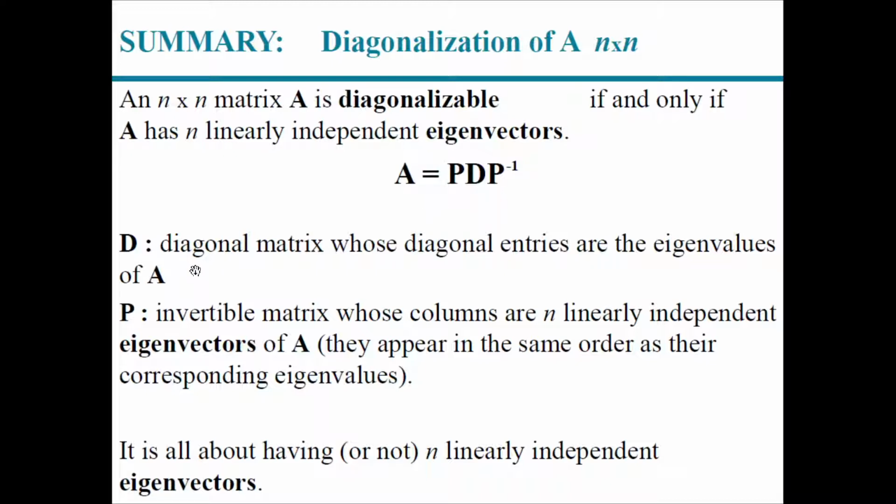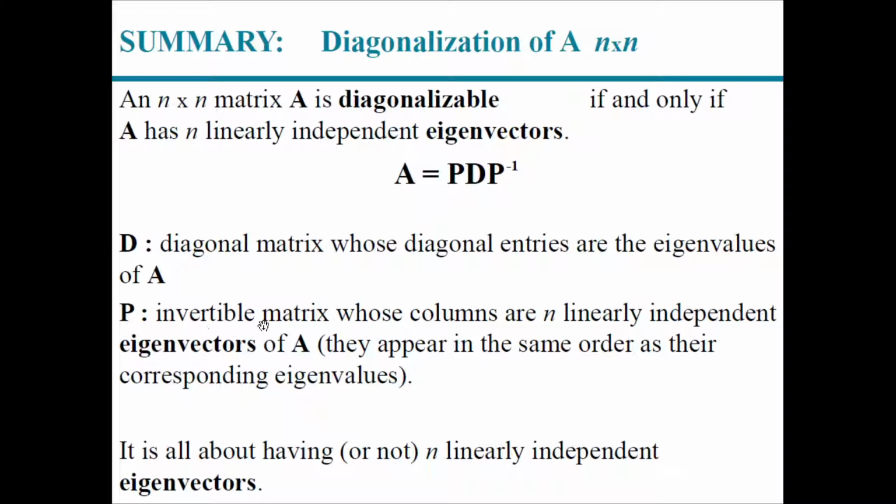Matrix D is an n by n diagonal matrix, and the diagonal entries are the eigenvalues of matrix A. So we already know that A has n eigenvalues, so we put on the diagonal of D the n eigenvalues. Just put them in there and that's it. So building matrix D is never a problem. We just put all the eigenvalues on the diagonal and that's it. The problem will be building P that needs to be invertible.